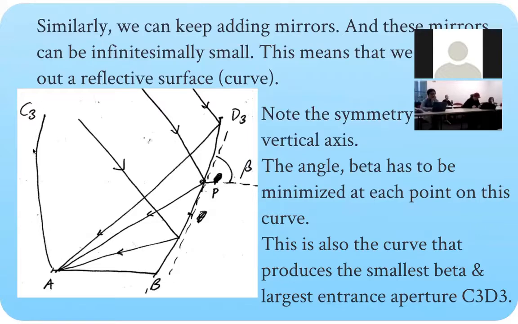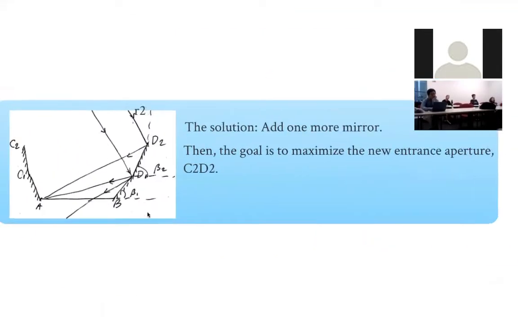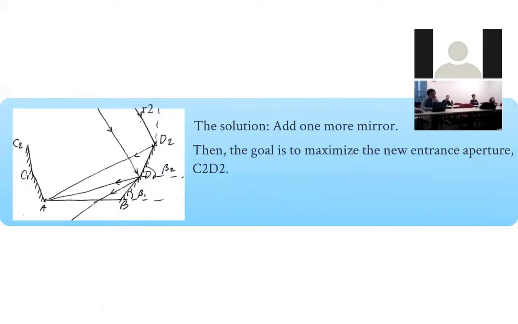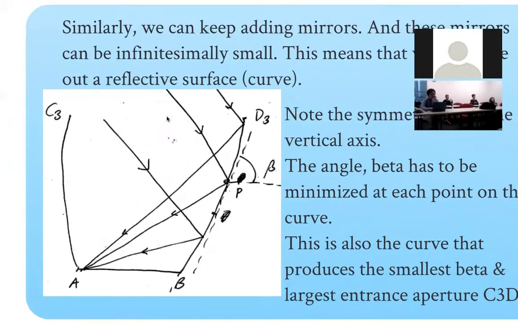And this side is also a parabola, but it's reflected such that any rays which come this direction gets focused to the point B. Okay, so we'll see this shortly. So similarly, we can keep adding mirrors, and these mirrors can be infinitesimally small. This means that we can trace out a reflective surface or a curve. Okay, so what has happened here is that I've taken these mirrors, which you can see are discrete lines here, and made them really small, really tiny, so they become infinitesimal, and this becomes a smooth curve here, a smooth parabola, as shown here.